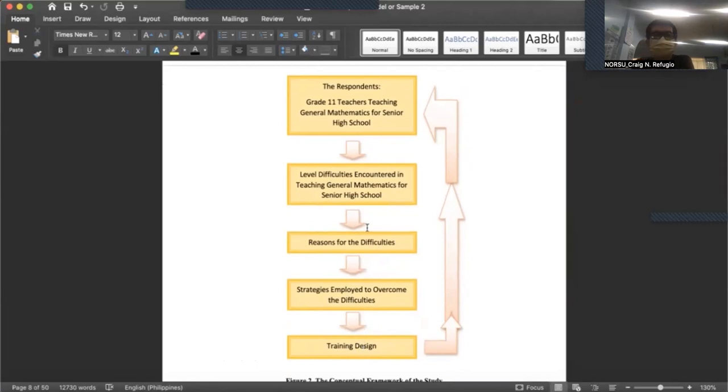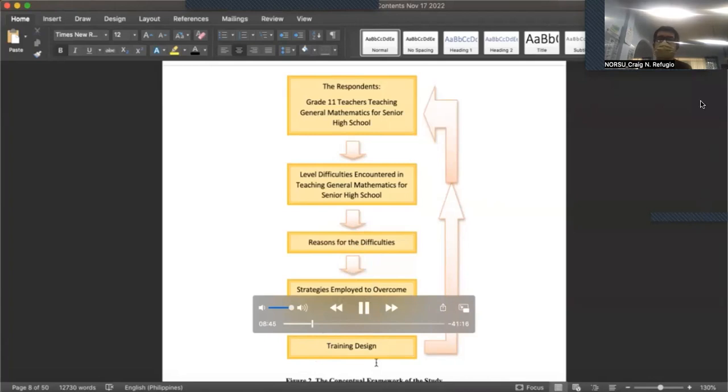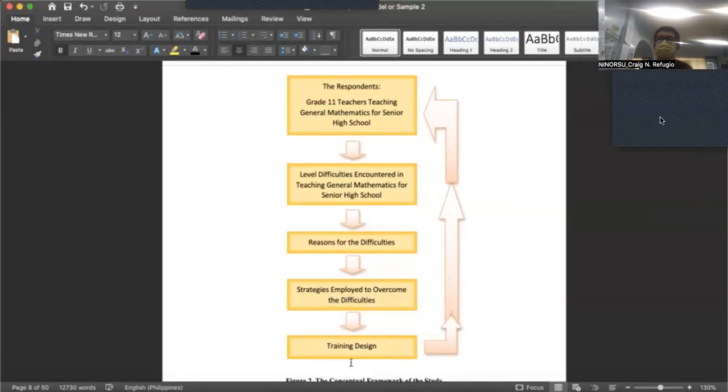And if you look at the arrow, it provides a direction. So from the respondents, you are going to ask the level of difficulties encountered, then reasons for the difficulties, then strategies employed to overcome the difficulties. And from your end as the researcher, you are going to create a training design or develop a training design. And after developing the training design, you will go back to the respondents. Why is the arrow going back to the first box, respondents? Because the training design is intended for the respondents of the study.